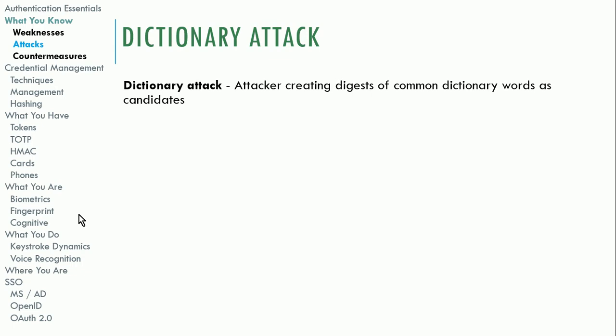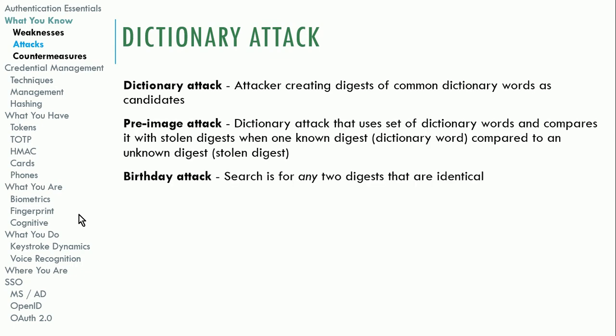So if we already know that there's a finite set of words that are common for passwords, and when I say words, I mean just any combination of characters that we've come up with, then we can use that to attack the password to try to find the digest.